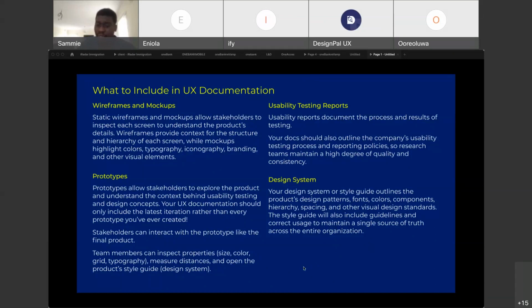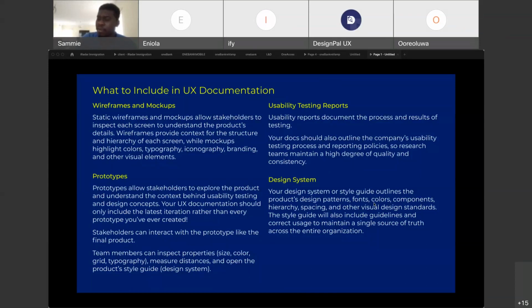Now, a design system. Yeah, this is very important to have. A design system or style guide outlines the product's design pattern, fonts, colors, components, hierarchy, spacing, and other visual design standards. The style guide will also include guidelines and correct usage to maintain a single source of truth across the entire application. So style guides, the design system, it builds the brand of that product. And where it will help some of you in documenting is, you document your style guide, at least the team will know that, oh, this is the angle we're going with.